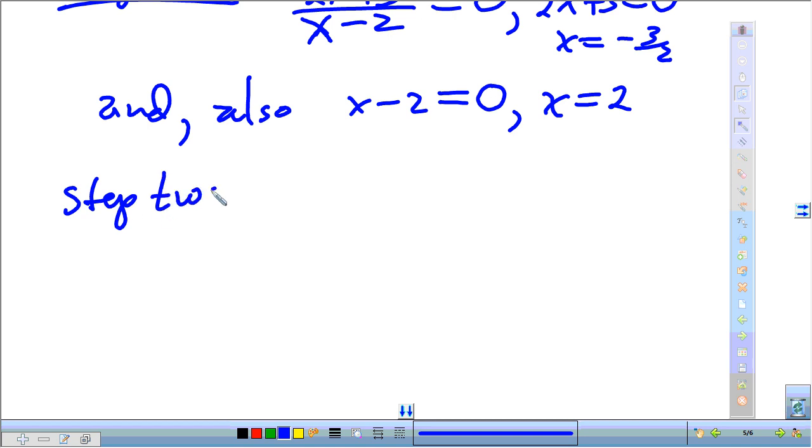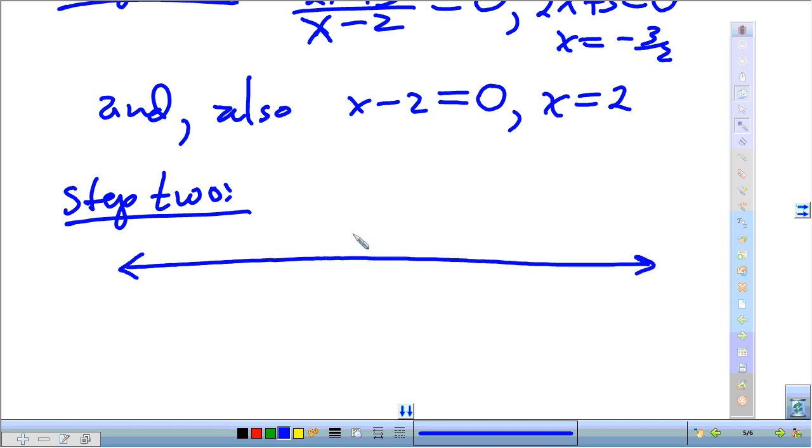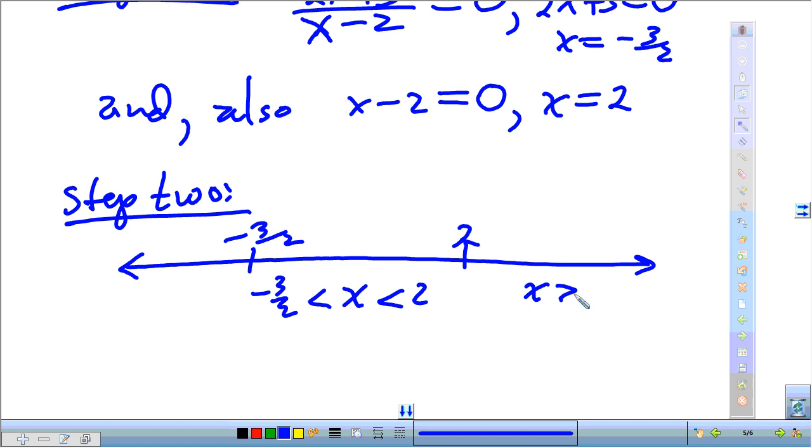So once we get past that, we take the values I found, which are just 2, consider them on a number line. I like to go ahead and graph it out. So in the correct order, minus 3 halves up to 2, my intervals are going to be x between minus 3 halves and 2. I'll have an x bigger than 2, and the set of values x less than minus 3 halves.